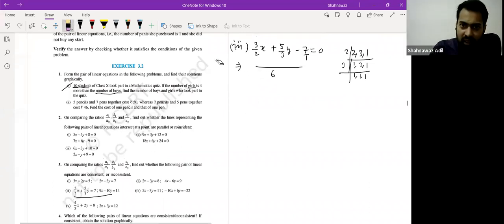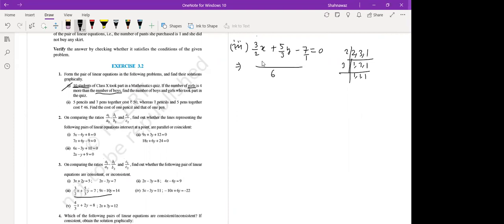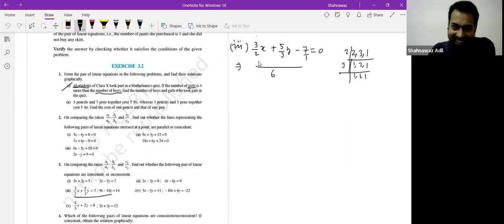Or we should try the school method, because they will cut marks. What should we do, sir? Sure, both methods. Okay, so both.